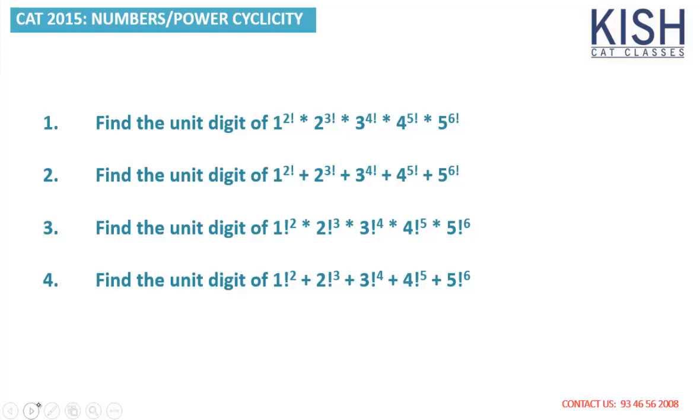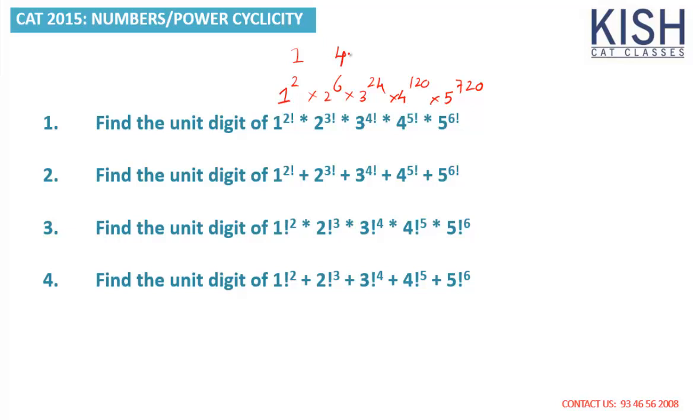Now 1 power 2 factorial is nothing but 1 square. That 1 square's unit digit is 1, into 2 power 3 factorial, which is nothing but 2 power 6. First let me write this number: 1 square into 2 power 6 into 3 power 24 into 4 power 120 into 5 power 720. Now 1 square's unit digit is obviously 1. For 2 power 6, 2 raised to any power gives 4 different unit digits, so the cycle size is 4. So 1 cycle and then the second cycle's second term. Second cycle second term means it's like the 2 square term. 2 square is 4 here.